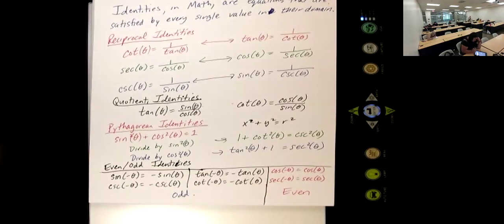Odd means you can plug in a negative value of the variable, the opposite sign, and it just changes the overall value. You plug in negative x, you get negative f of x. Even, if you plug in negative x, you just get f of x. Give you a chance to finish writing those down. We'll walk through x squared plus y squared, the Pythagorean identities again real quick.